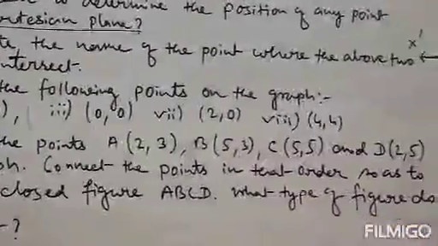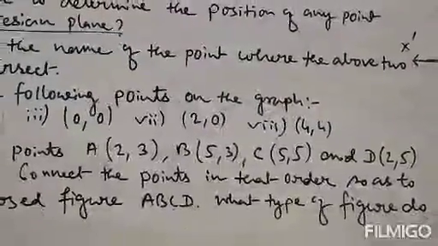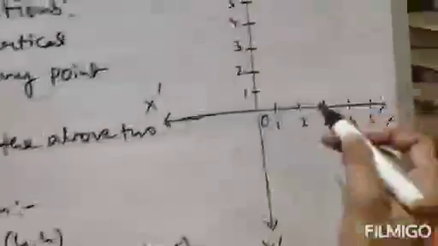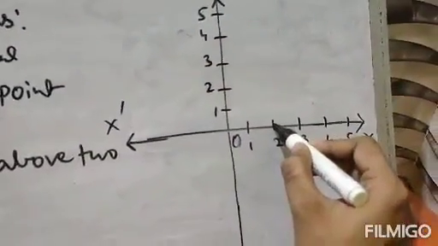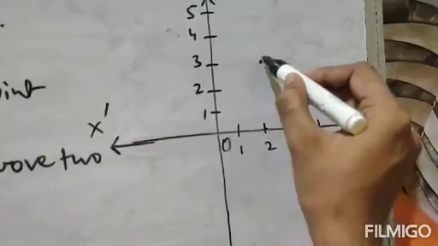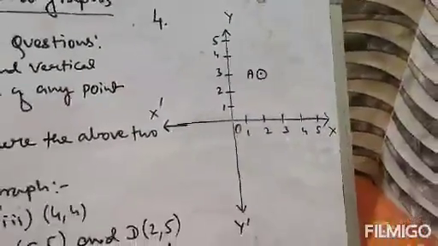So the first point is A 2 comma 3, that means 2 comma 3 means the position with respect to x is 2 units and the position with respect to the y axis is 3 units. So first 2, that means 2, and 3 units in y, so 1 2 3. So here it is the point A, the coordinate is 2 comma 3. Clear?